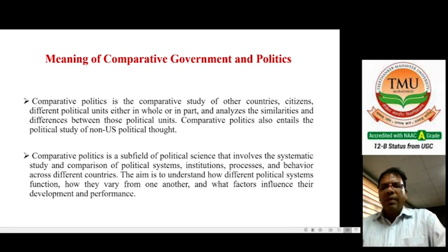That is a very important thing, especially in comparative government and politics. And this is the sub-discipline. When we talk about the sub-discipline of a particular subject, it means one of its important components. They are involved in comparing the systems of different political institutions, processes, and behavior across countries. The aim is to understand different political systems and all these things.